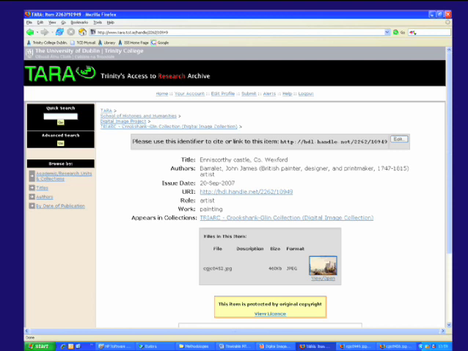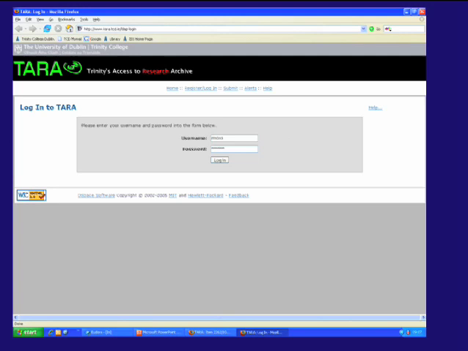When you click on that image, however, you're asked to enter a username and password, and we can enter in a user group. So it might be all of the staff within the college, it might just be the staff of the school, it might just be a group of students. So that limits who can use it.